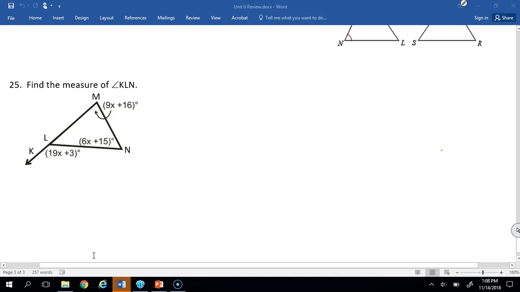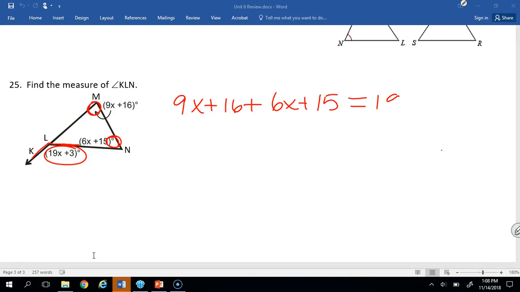So this one says to find the measure of KLN. KLN is this angle out here. And to do this, we're going to add this angle plus this angle and set it equal to this angle. So we're going to say 9x plus 16 plus 6x plus 15, and set that equal to 19x plus 3. So 9 and 6 are 15, so that's 15x. And then when we add 16 to 15, that's 31. That's equal to 19x plus 3.